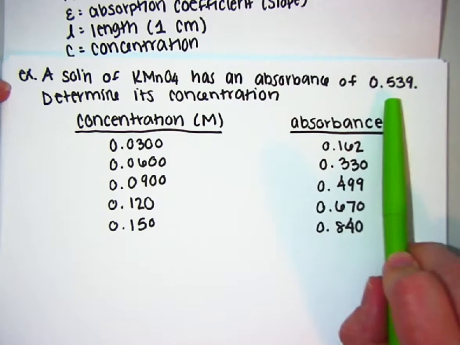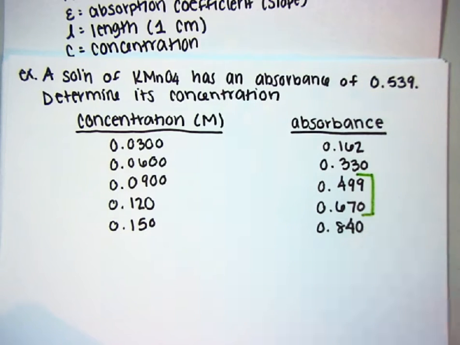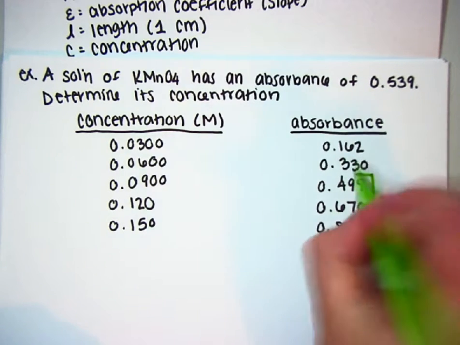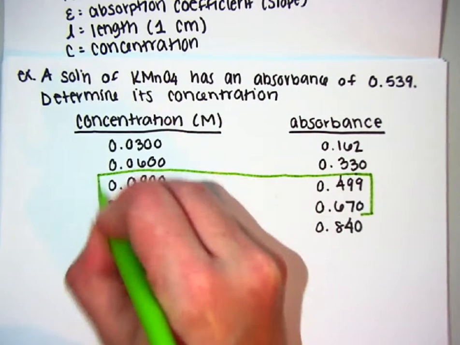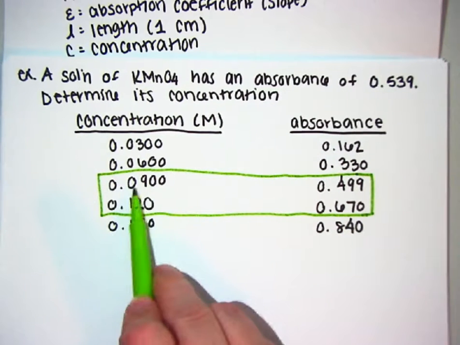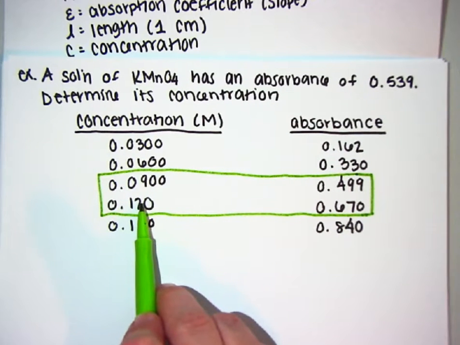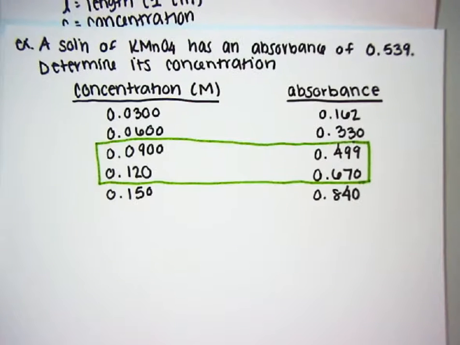My unknown has an absorbance of 0.539, which falls between these two numbers. That means that we can make a pretty good guess that our concentration is also going to fall between these two numbers. So I'm going to guess that our concentration is going to be somewhere between 0.09 and 0.12. So this is going to be linear.